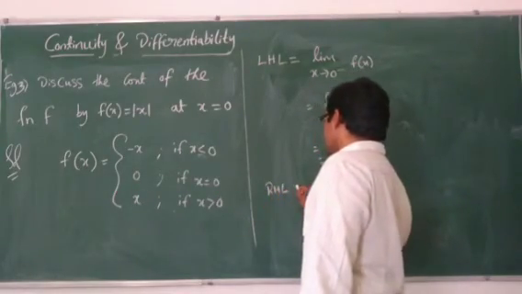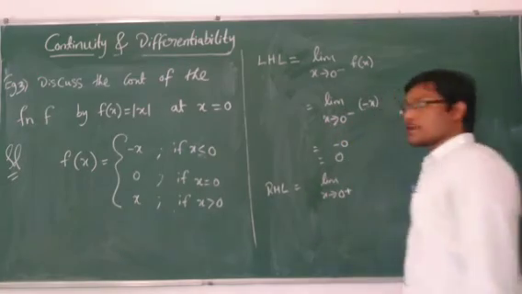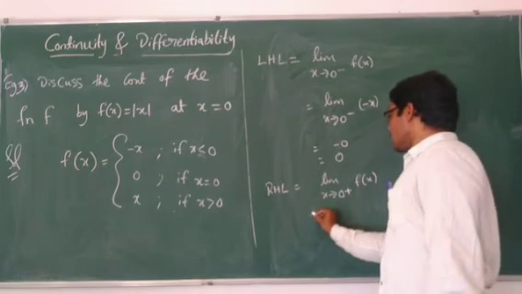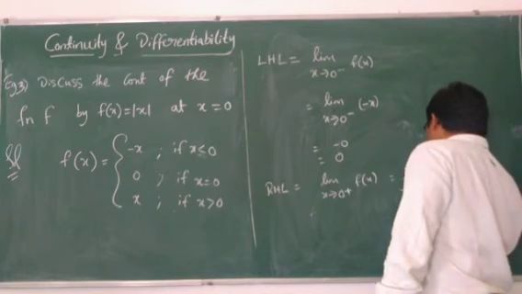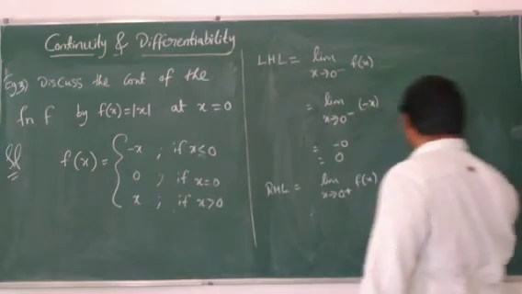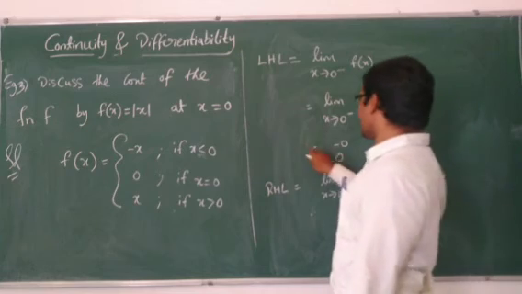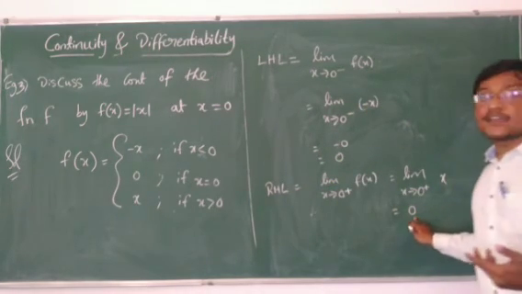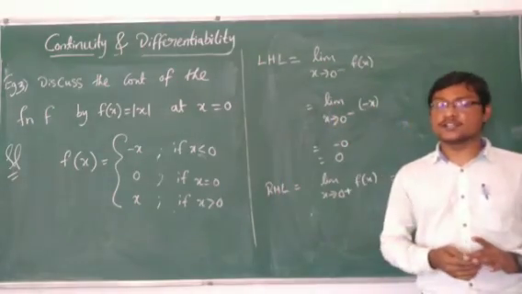What about the right hand limit? The right hand limit is equal to the limit as x tends to 0 plus of f of x, which is equal to the limit as x tends to 0 plus of x, since x is greater than 0. So this is equal to 0. The left hand limit is equal to 0, the right hand limit is also equal to 0. Now we can say the limit of the function exists.